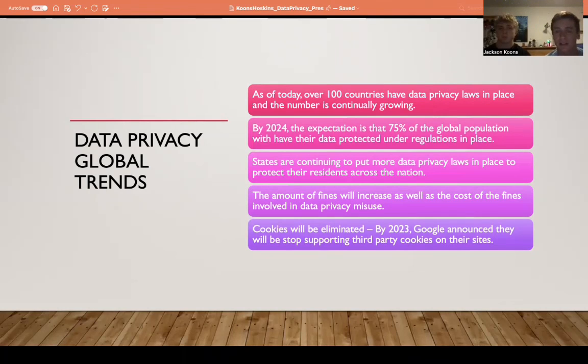The amount of fines is actually increasing, as well as the costs involved with data privacy misuse. It's also shown that cookies will potentially be eliminated. By 2023, Google announced that they will stop supporting third-party cookies on their sites. And basically, cookies are just small files of information that a web server generates and sends to a web browser.